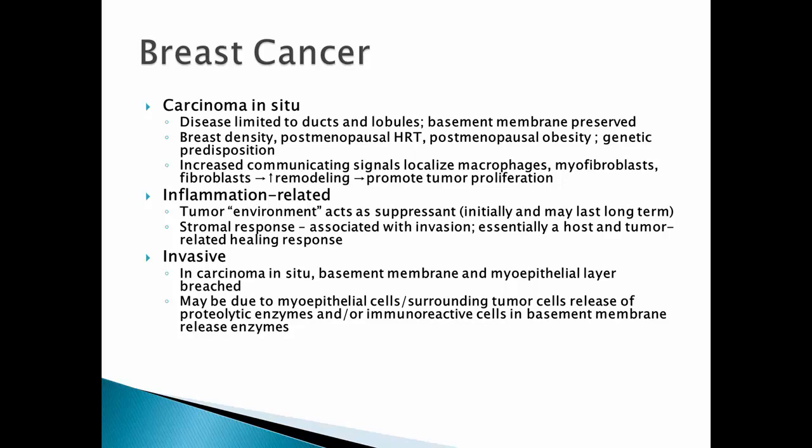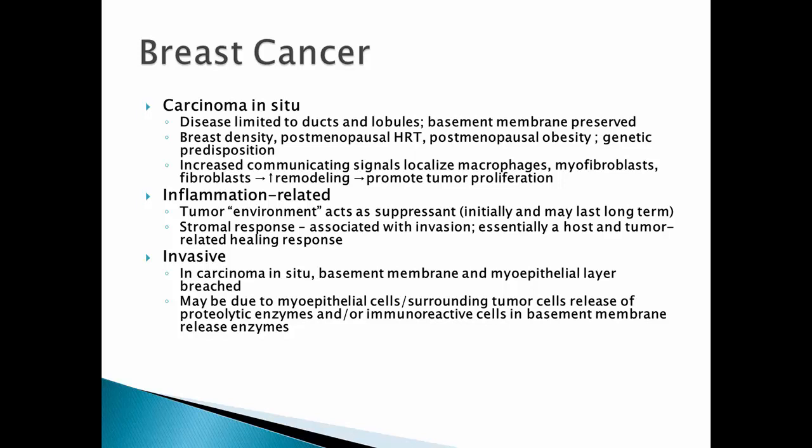So when we look at carcinoma in situ, that type of pathology is more commonly related to individuals with dense breasts, on postmenopausal hormone replacement therapy, who have developed postmenopausal obesity, and who have a genetic predisposition. So when we look at cancer in situ, we have increased communicating signals that localize the macrophages, the myofibroblasts, and the fibroblasts. This then leads to remodeling of the tissue that allows promotion of tumor proliferation. Remember once again, what do those macrophages do? They suppress the cytotoxic T cells. Our cytotoxic T cells are there to protect us. Now remember again, carcinoma in situ, that basement membrane has been preserved.